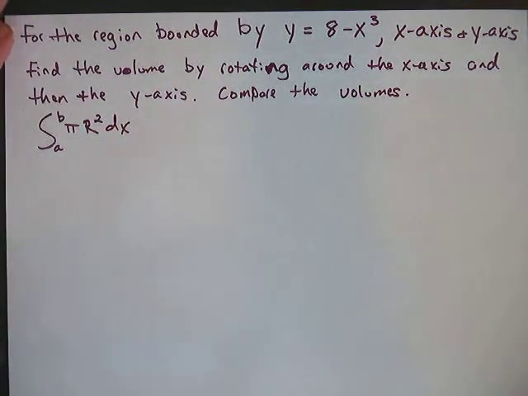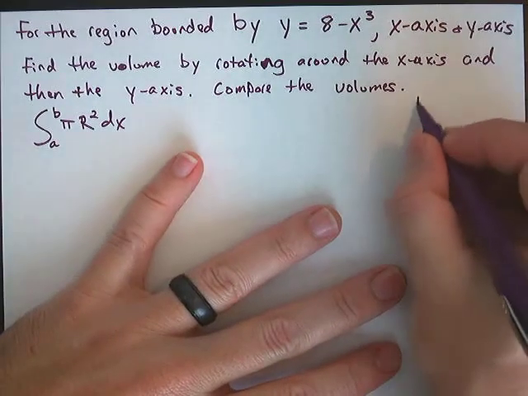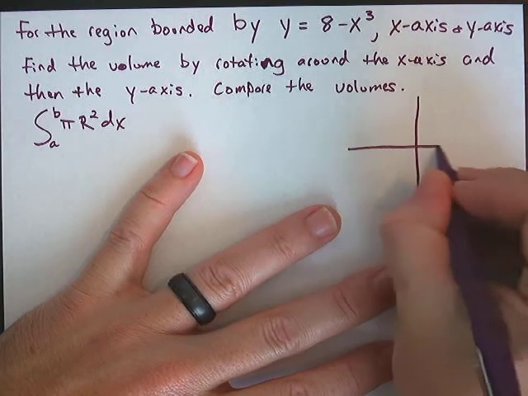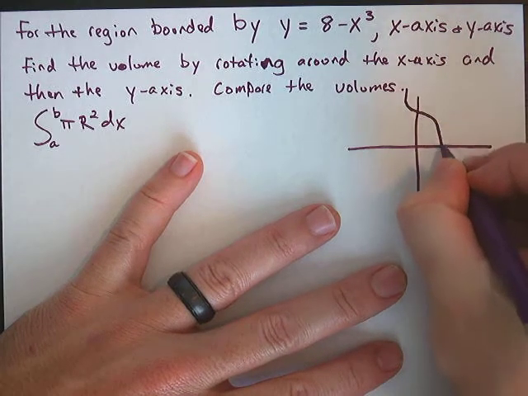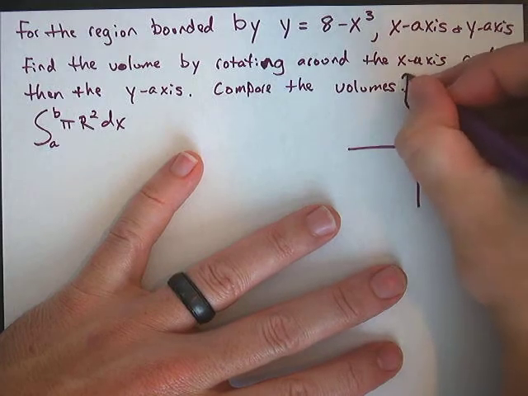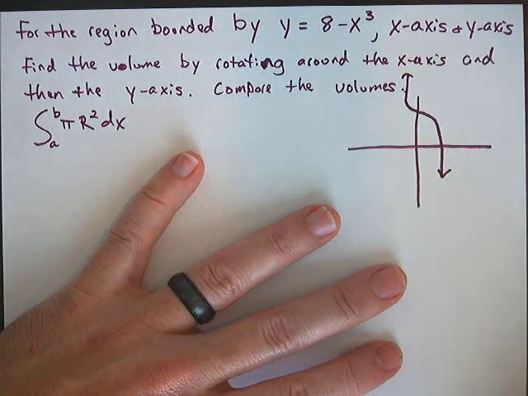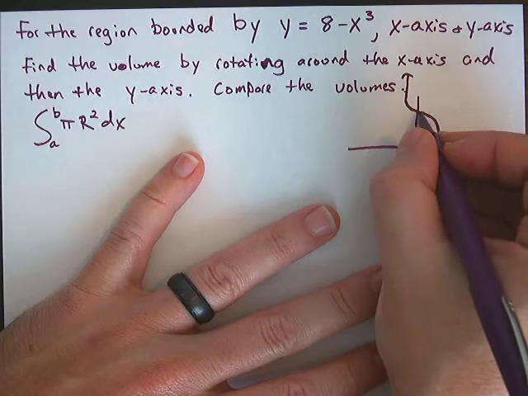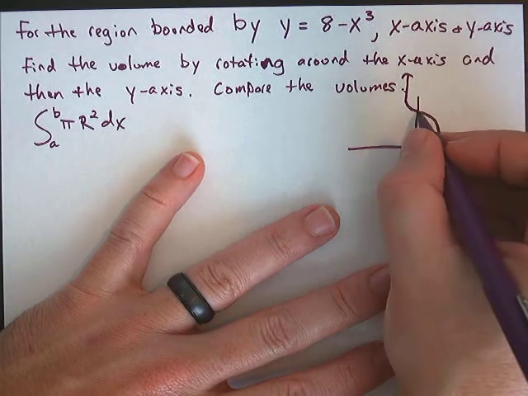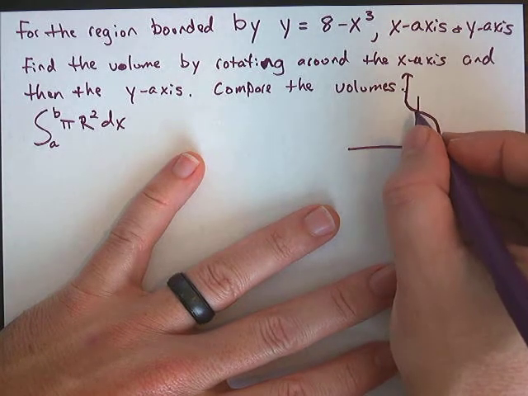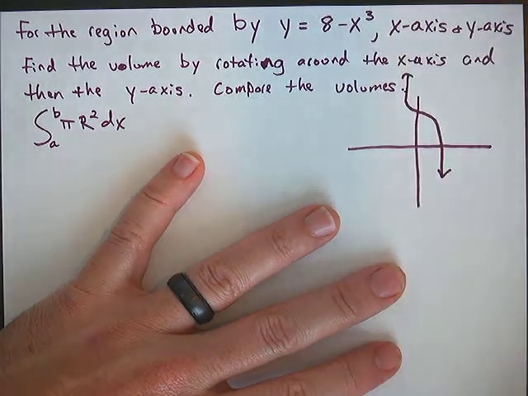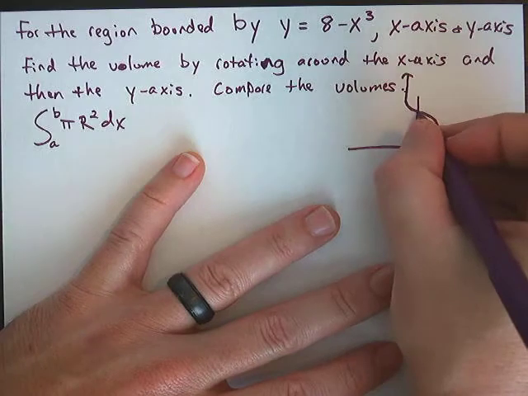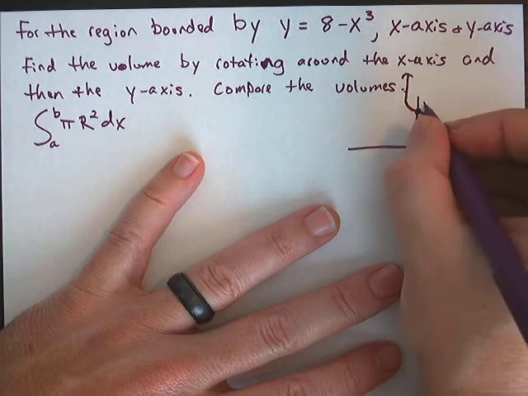We know we are also bounded by the x-axis and the y-axis. So the graph is going to look something like this. It's going to cross here and then cross here like this. So this is a cubic function that's been shifted up 8. If you want to know where this crosses the y-axis, you can set x equal to 0. If you plug in a 0 for x here, you get 8. So this is at y equals 8.